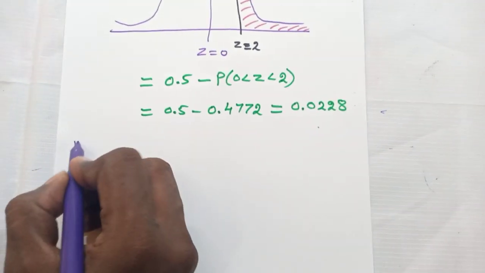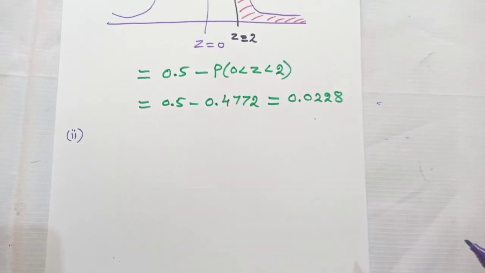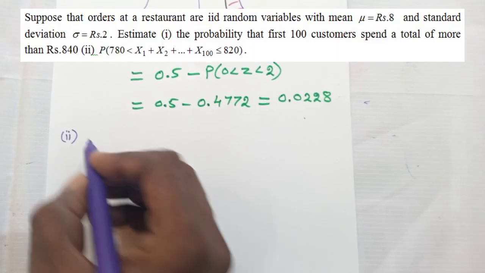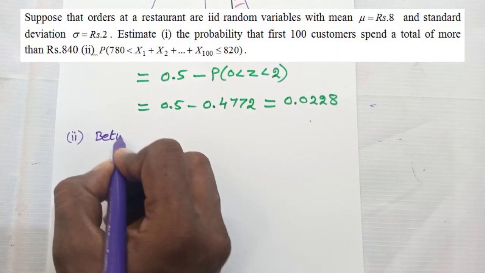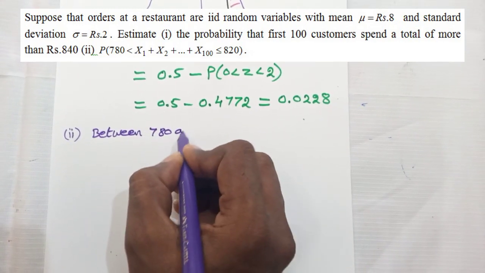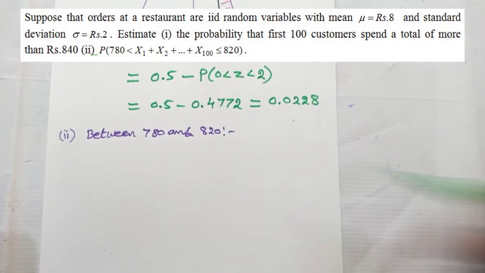Okay, the second question is P of 780 less than S100, the sum of 100 random variables, less than 820. So that means I want to find out the probability between 780 and 820.